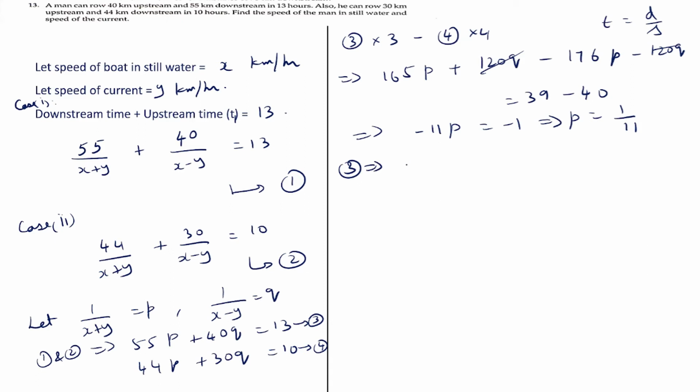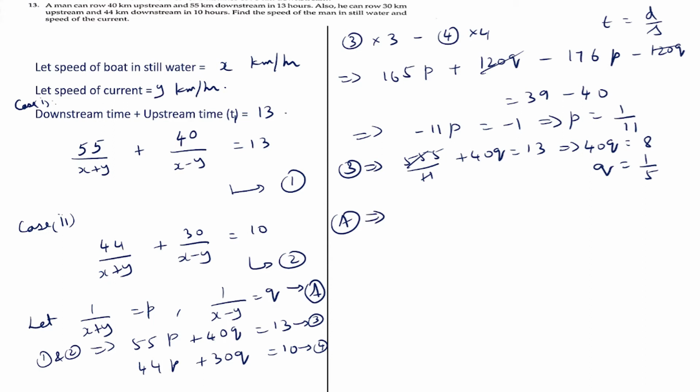So from 3 we can find q. 55 by 11 plus 40q is 13. So we have 40q is 13 minus 5, which is 8. So from here we get q as 8 by 40, which is 1 by 5. Now let us mark this as A.